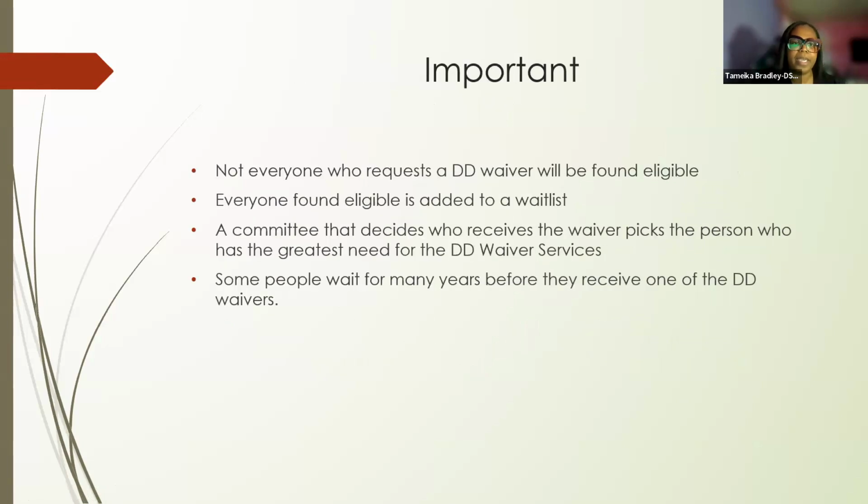So, some things to take away. Not everyone who requests a DD waiver will be found eligible. Everyone found eligible is added to the wait list. So waivers are assigned based on a committee that decides who receives the waiver. They pick the person who has the greatest need for the DD waiver service. So we at the local community services board, we don't necessarily know who's sitting on that committee. We don't have any buy-in with that. We prepare a form to send over to them for them to review, and that committee makes the decisions on how those waiver slots are assigned.